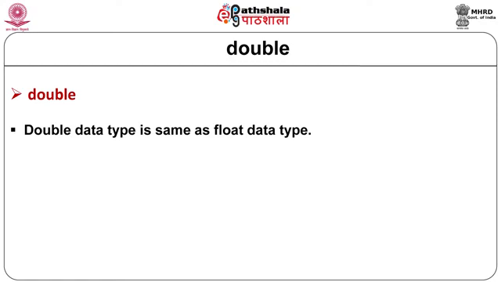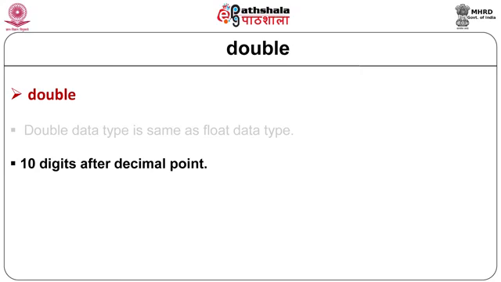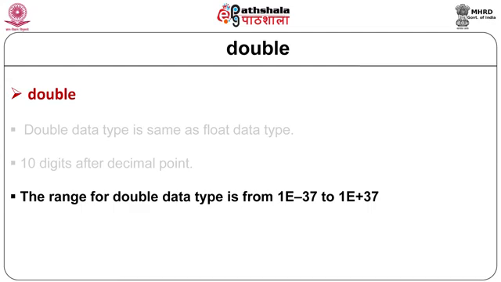Double data type is the same as float data type. Double data type allows up to 10 digits after decimal. The range for double data type is from 10 raised to minus 37 to 10 raised to plus 37.